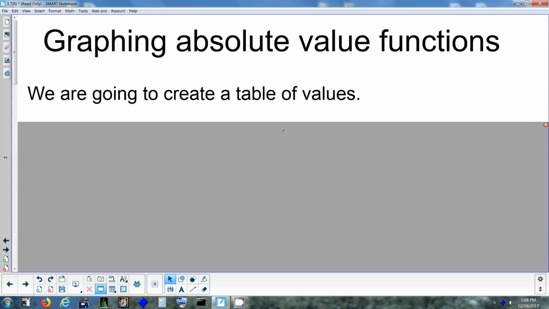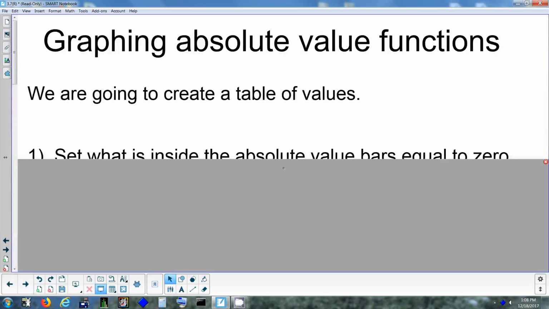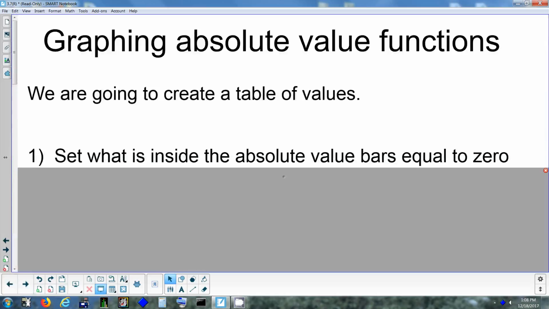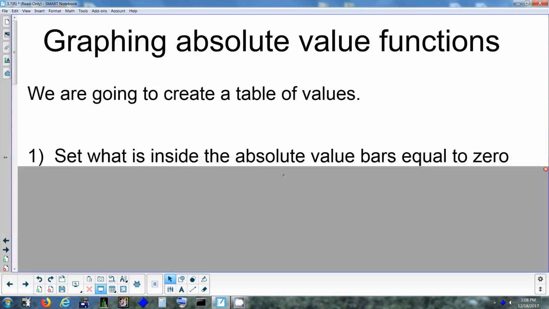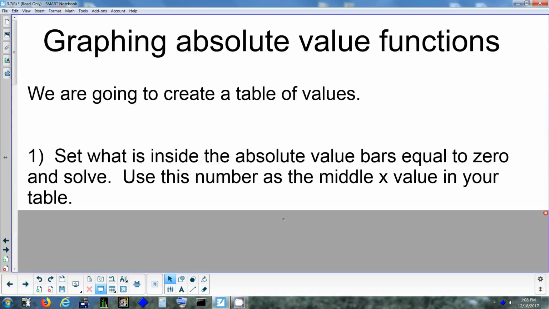All right. So remember when we graphed y equals mx plus b, we made a table, and we said we're going to pick values like -2, -1, 0, 1, 2. We're going to do the same idea. We're going to make a table, not necessarily using those values. We're going to find a number first. That's how you're going to figure out all your other values. So we're going to make a table of values. The way you're going to do it is you're going to take what's inside the bars and set it equal to 0.